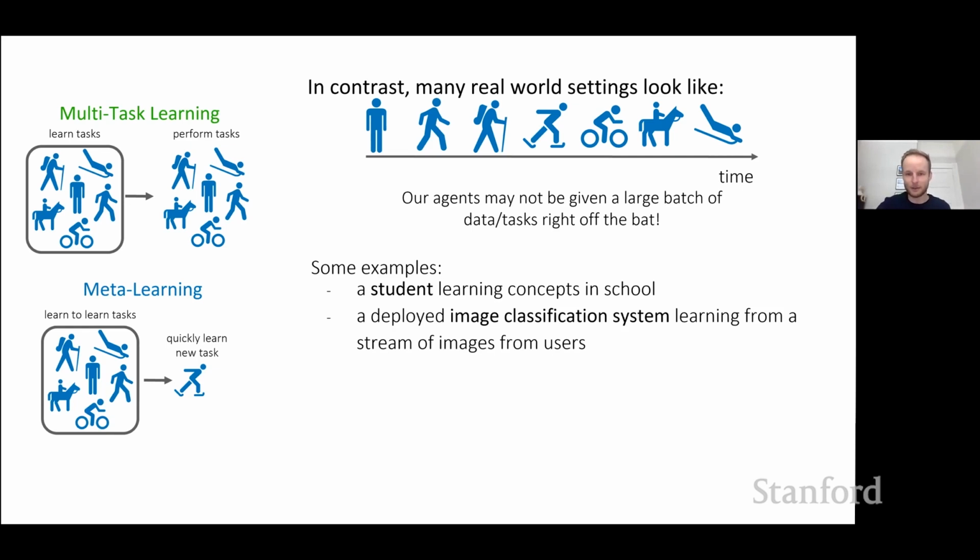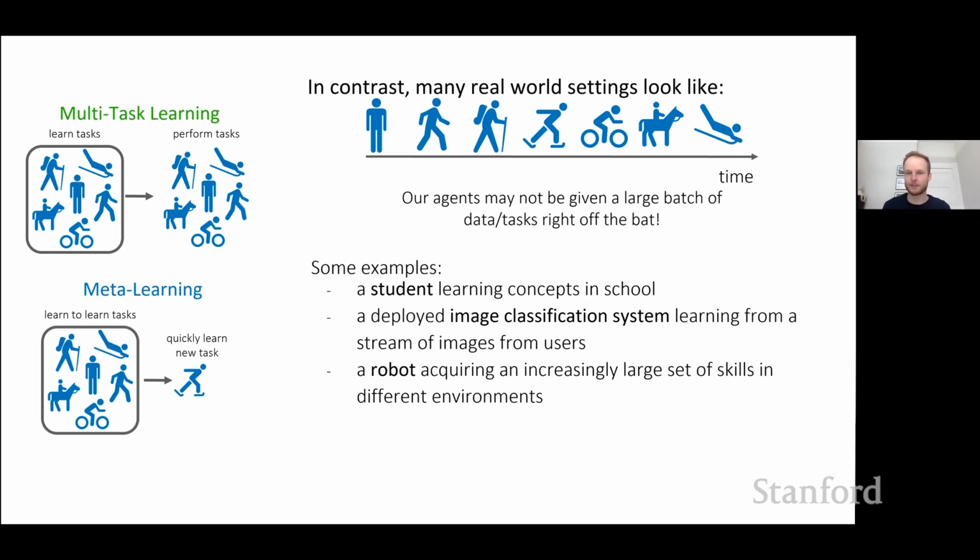Another example would be a deployed image classification system that is learning from a stream of images from users. In that case, since the things that users want may change over time, this image classification system will be seeing very different images over time. We will also be getting new users. New users might shift the data distribution a little bit. So we won't have access to all the kinds of things that the users might want at the beginning.